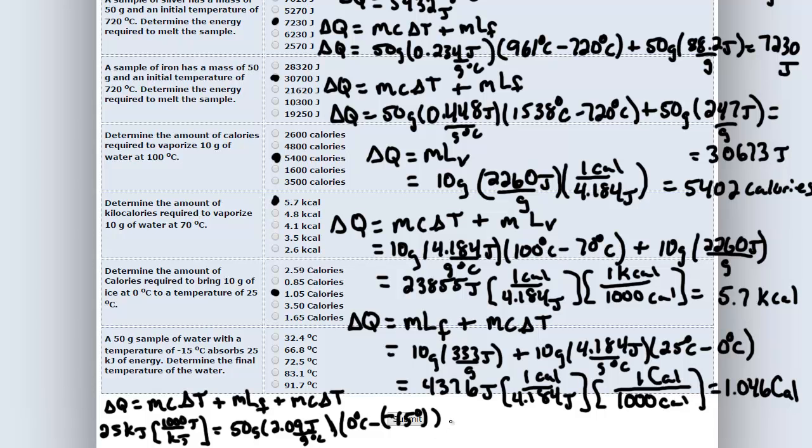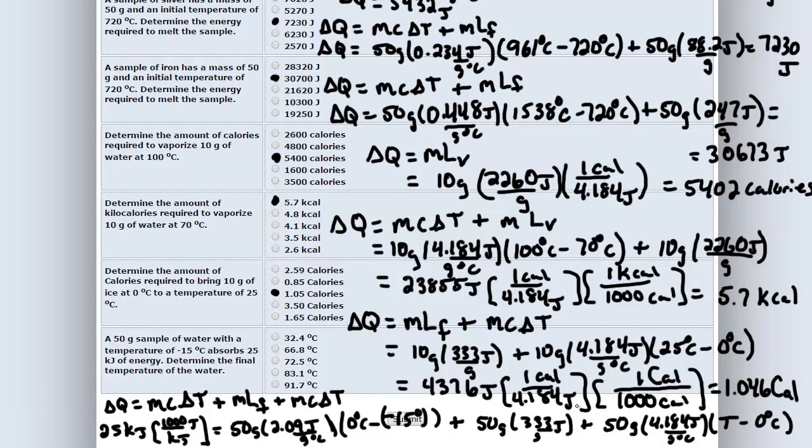And then we have to go through the melting point, so we have to melt that ice. So mL_f: 50 grams multiplied by the latent heat of fusion, which is 333 joules per gram. And then we have to raise the temperature further. So we have that mcΔT: 50 grams, the specific heat of water is 4.184 joules per gram degrees Celsius, and then the final temperature we don't know, and the initial temperature is 0 degrees Celsius. So all we have to do is solve.